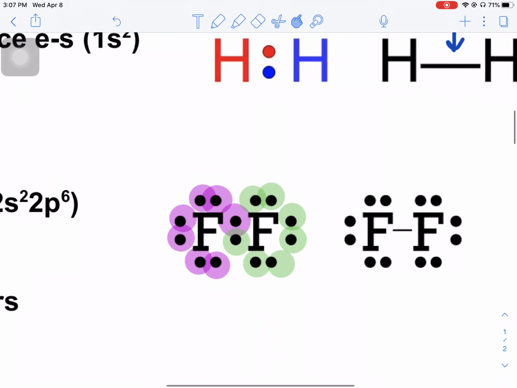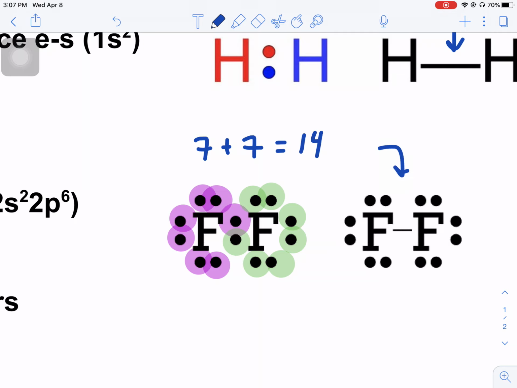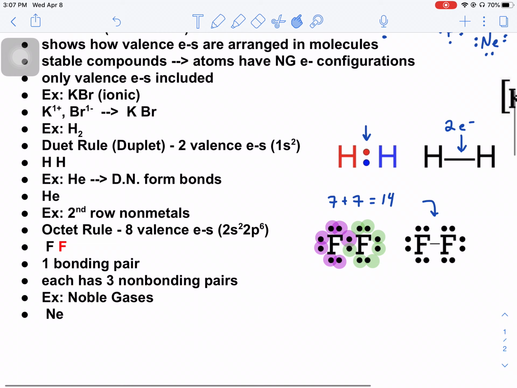One thing you want to think about when you're doing these Lewis structures for compounds is, how many dots should my structure have? Well, fluorine gets 7, the other fluorine gets 7, so all said and done, my final structure should have 14 dots. In the case of the right, just remember, a dash also represents 2 dots.